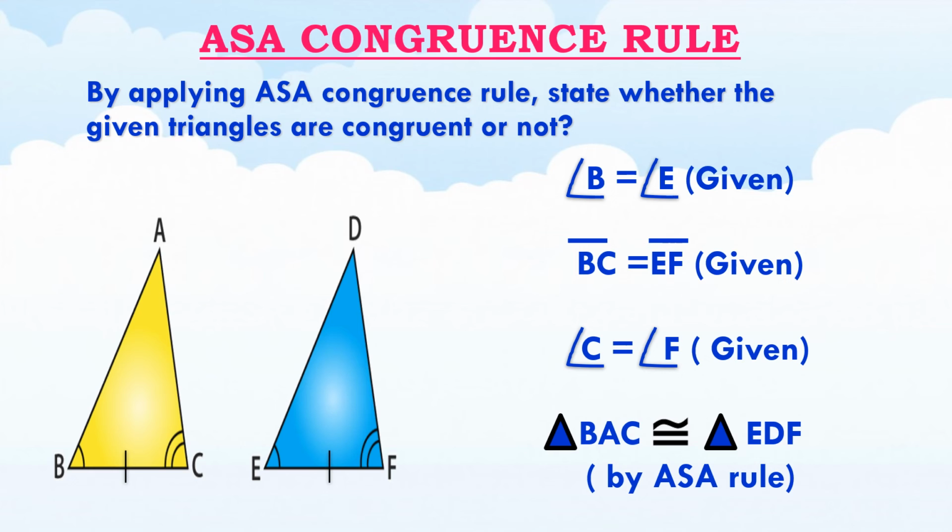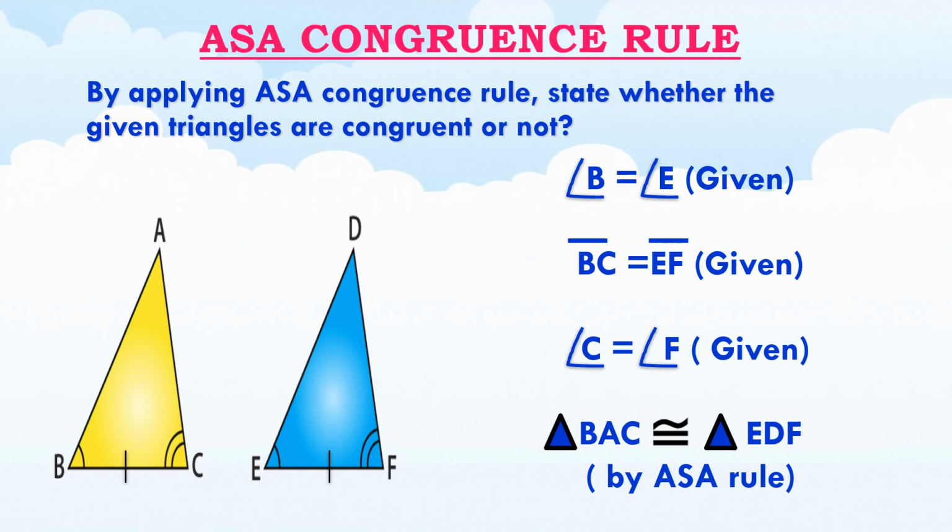Same way angle C, if suppose angle C is again 65 and F is also 65, so you will again write that angle C is equal to angle F is equal to 65, right? So reasoning will be according to the figure that is given. So triangle BAC is congruent to triangle EDF by ASA rule.